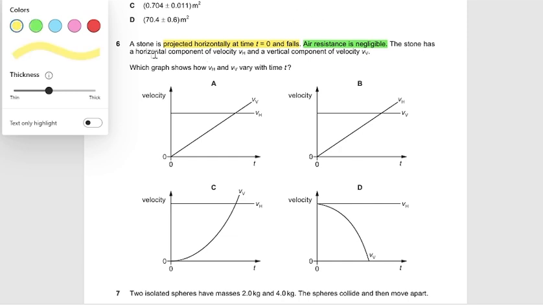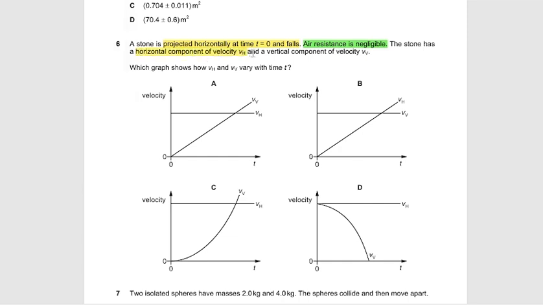The stone has a horizontal component of velocity Vh and a vertical component of velocity Vv. Which graph shows how Vh and Vv vary with time? Let's try to visualize the trajectory of a stone.